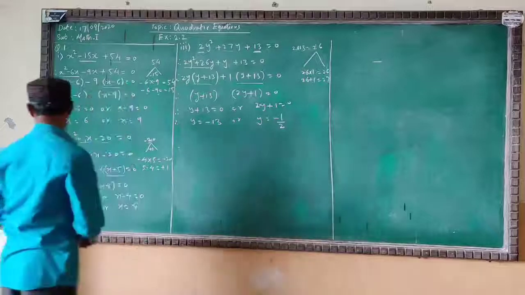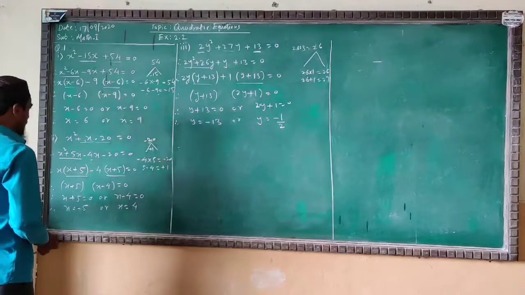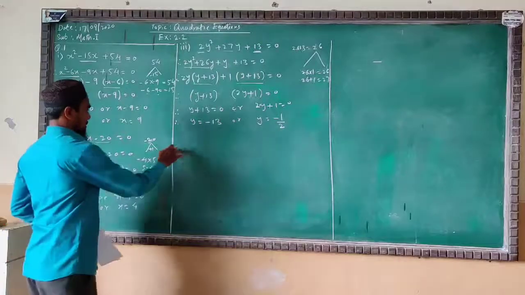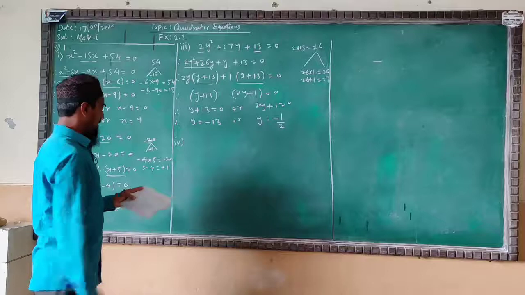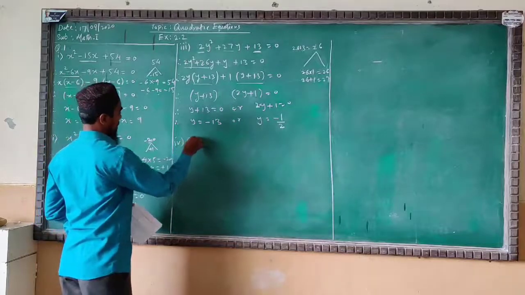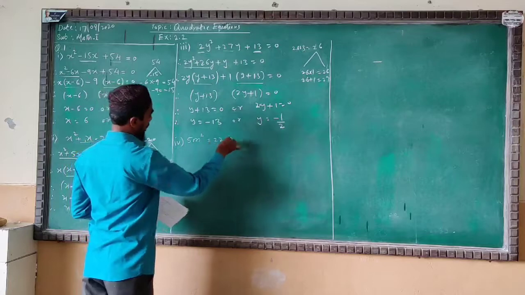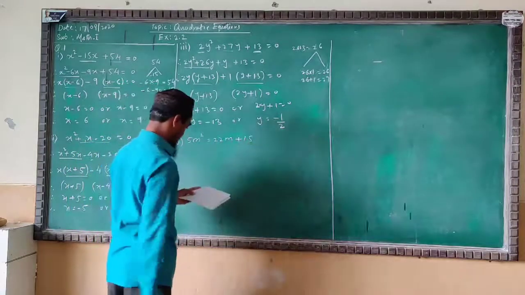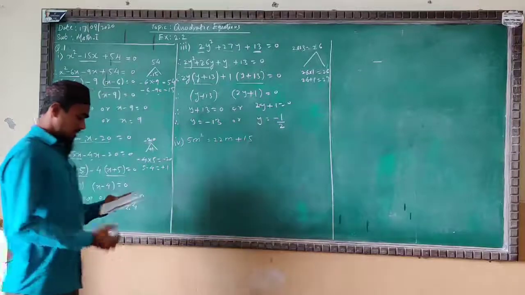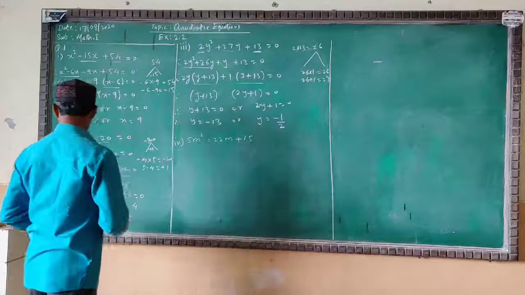Got everyone this one? Okay. Now continue to the next question. The question number 4th one. See, 5m square is equal to 22m plus 15. It is your question. Okay, 5m square equal to 22m plus 15.